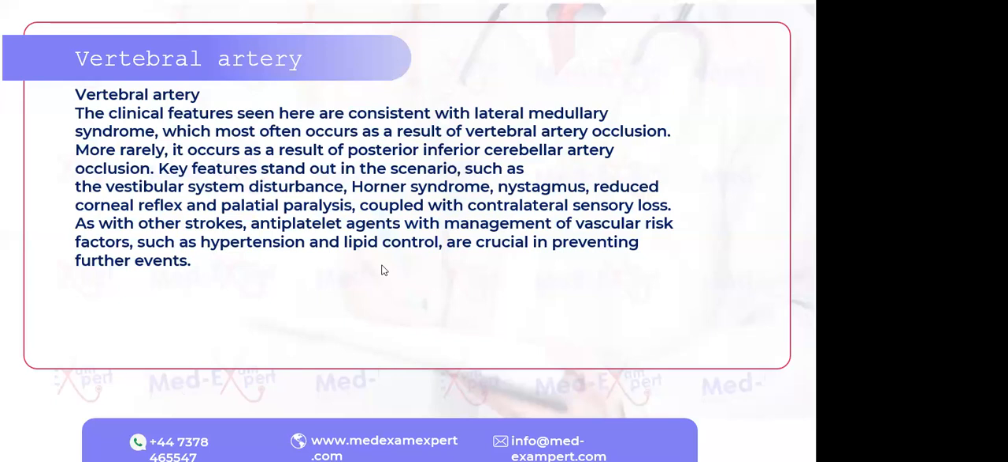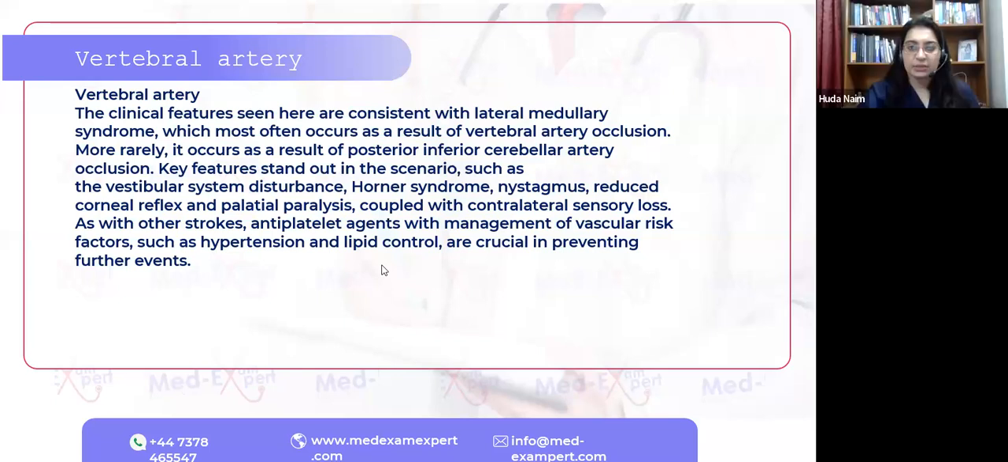You have, okay, let me mute everybody else. Just a second. Okay. Okay. So I was talking about the vertebral artery. So that would be leading to lateral medullary syndrome, and you will have involvement of the vestibular system.